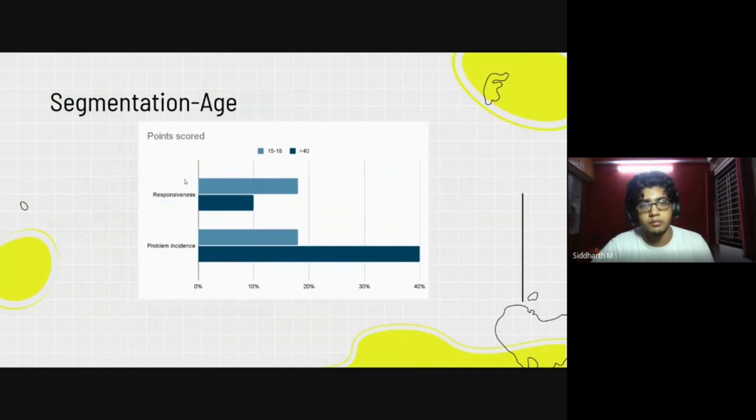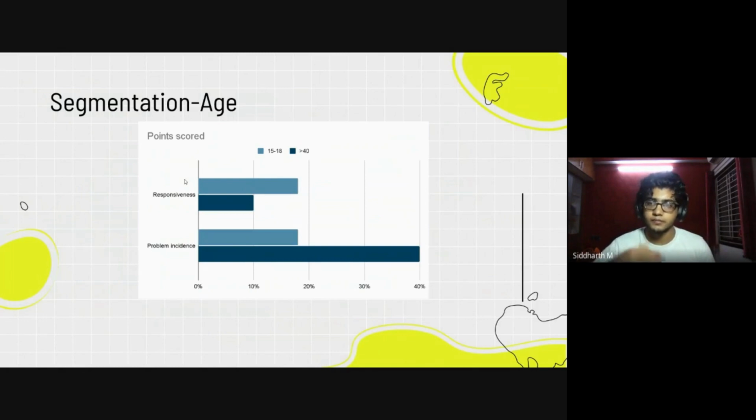The second variable that we considered was age. We felt that this would give us information about how we would reach our target audience later on in our marketing plan. So we considered two segments. One is the 15 to 18 age group, and the other is the older than 40 age group. Even though problem incidence is greater in the older than 40 age group, we felt that other factors like responsiveness, defenselessness, and reachability favored the children age group more. So we've gone with that segment in Punjab. A detailed analysis of the evaluation of the segments is given in the marketing plan itself.